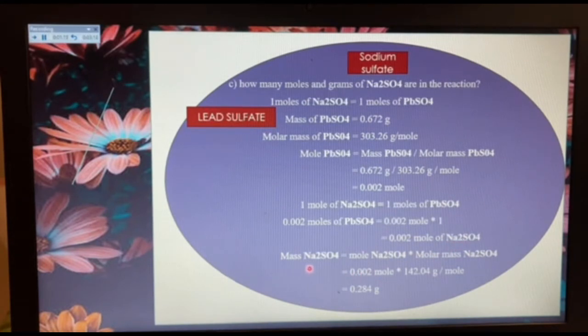The mass of sodium sulfate is moles of sodium sulfate times the molar mass of sodium sulfate. The answer is 0.02 mole times 142.04 gram per mole, and the final answer is 0.284 gram.